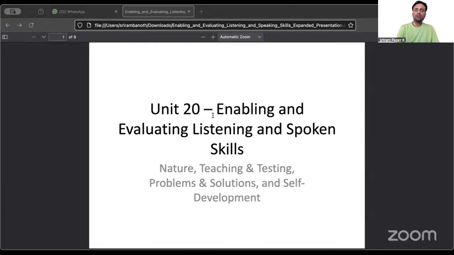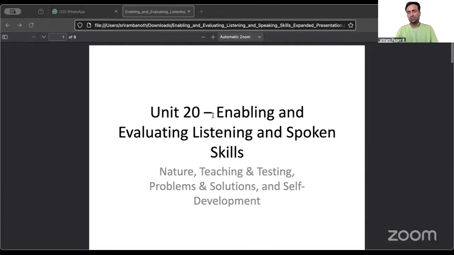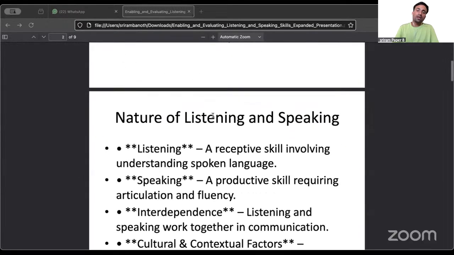We have already discussed the previous PPT and all. So what I'll do here, we'll see what we have not discussed. That is unit 20, the last unit, enabling and evaluating listening and spoken skills. Nature of listening and speaking.